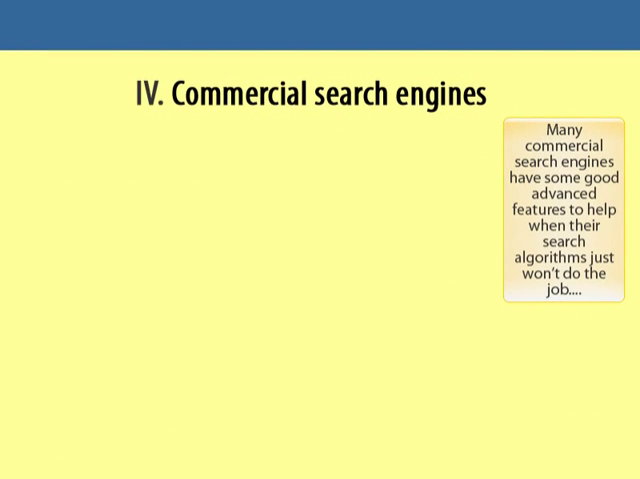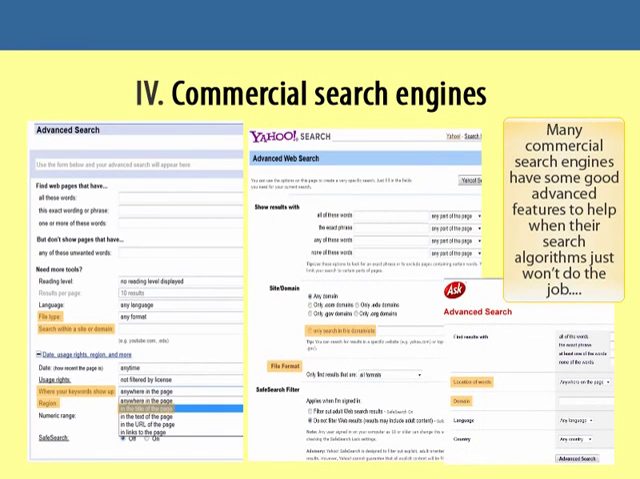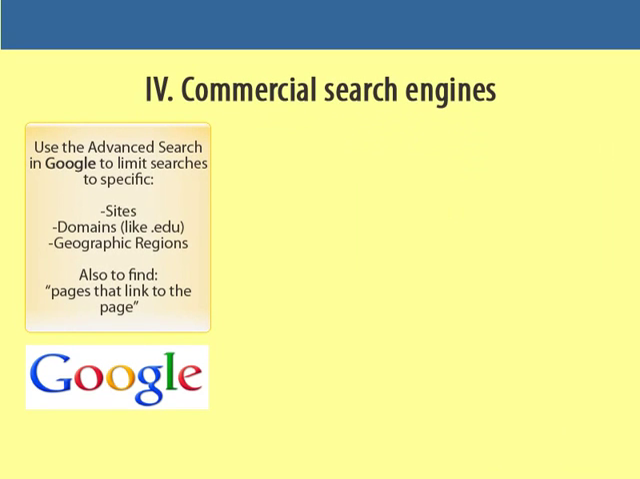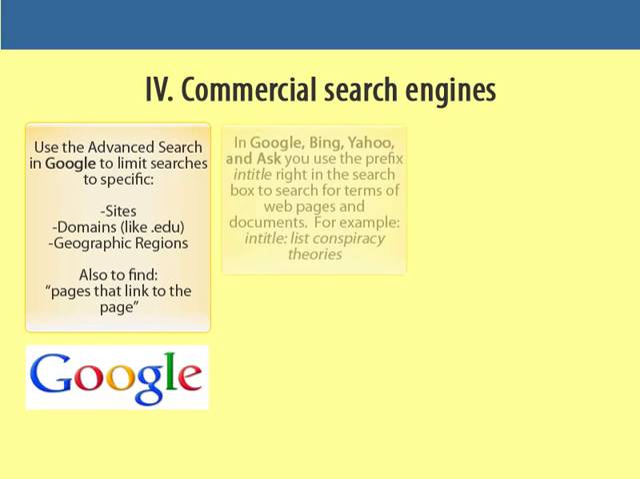Part 4, Commercial Search Engines. Many commercial search engines, like Google, Yahoo, and Ask, have some good advanced features to help when their search algorithms just won't do the job. Use the advanced search in Google to limit searches to specific sites, domains like .edu, and geographic regions. Also, to find pages that link to the page that you're looking at or are interested in.